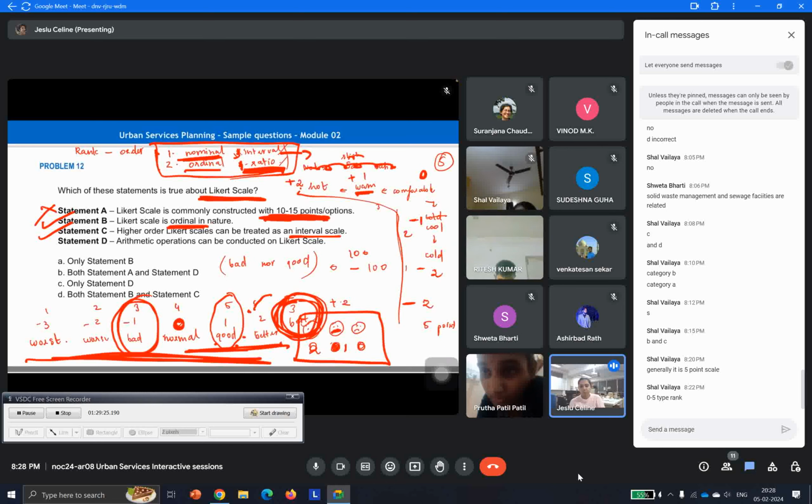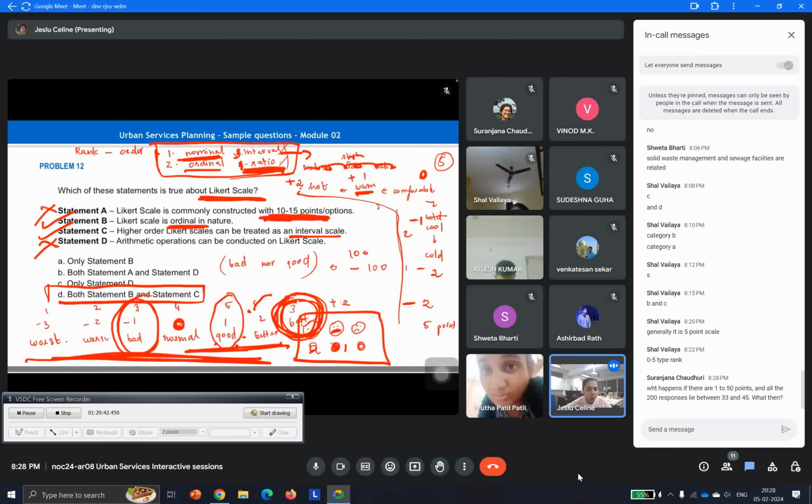But coming back to the question, statement D is a wrong statement. So the answer is both statement B and C. Yeah, correct. Very good. So what happens if there are 1 to 50 points and all 200 responses lie between 33 and 45? What then?